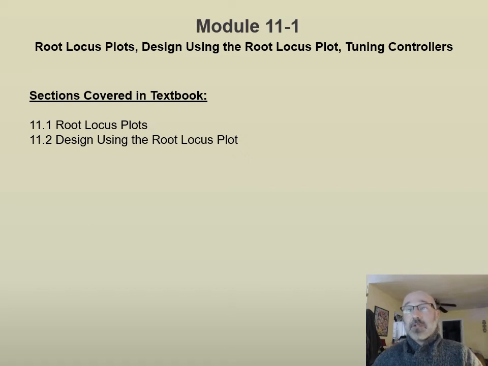So as we begin our first section of Module 11, or Section 11.1 here, we're going to take a look at our root locus plots. We're going to go through a couple different examples, how we can draw these out by hand, how we can interpret them and utilize them when we're designing our systems.